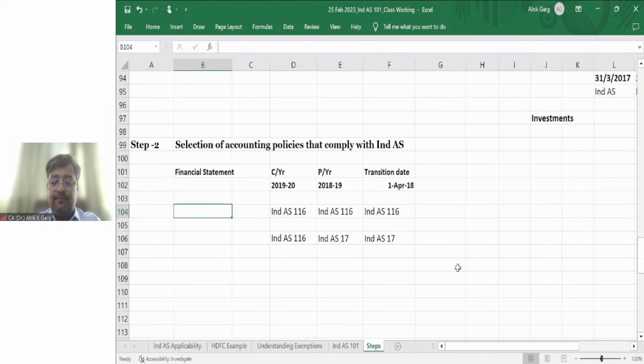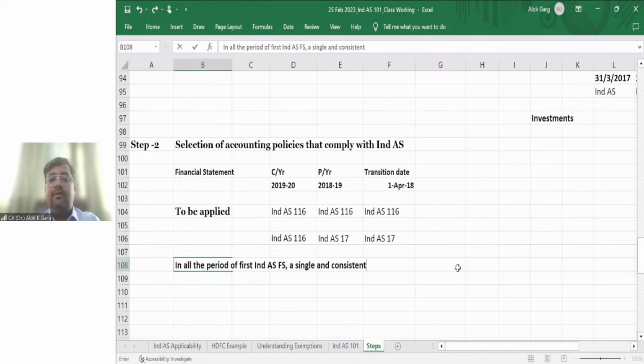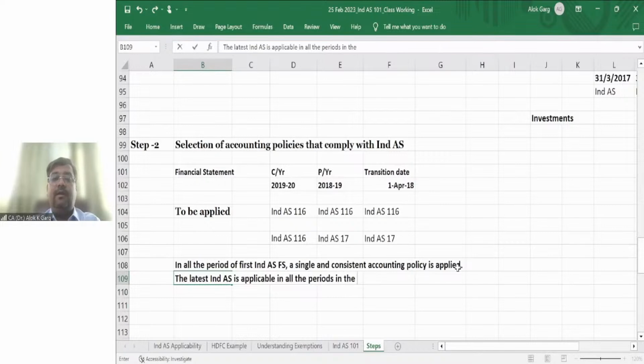Friends, please write down: in all the periods of the first Ind AS financial statement, a single and consistent accounting policy is applied. Now the second question, which standard? The standard says that the latest Ind AS is applicable in all the periods of the first Ind AS financial statement. Latest means the latest applicable on the reporting date.